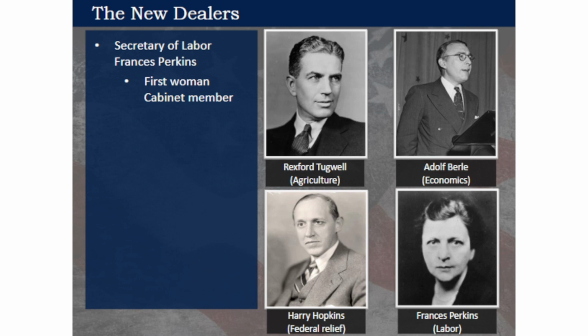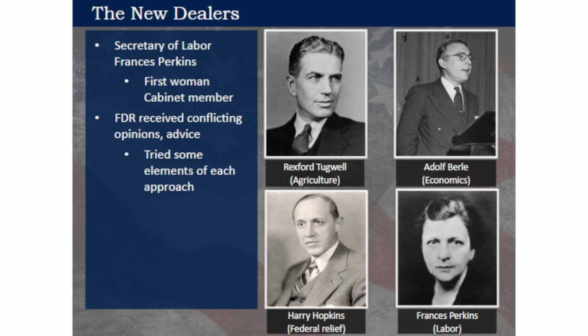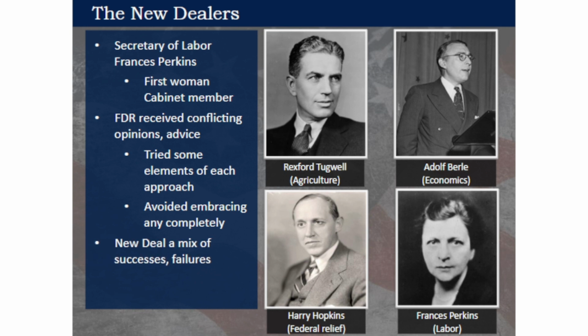FDR took office without a single coherent vision for ending the Depression, and he often received conflicting opinions and advice from his brain trust. They didn't always agree with him or with each other. In response, the president developed a knack for trying some elements of each different approach while avoiding embracing any one approach completely. This meant that the New Deal would be a mix of successes and failures, and it was often messy in its scope. Ultimately, the new president proved to be a pragmatist, someone who embraced whatever worked rather than an ideologue, someone who has a set of fixed ideas in mind and won't give up on them.